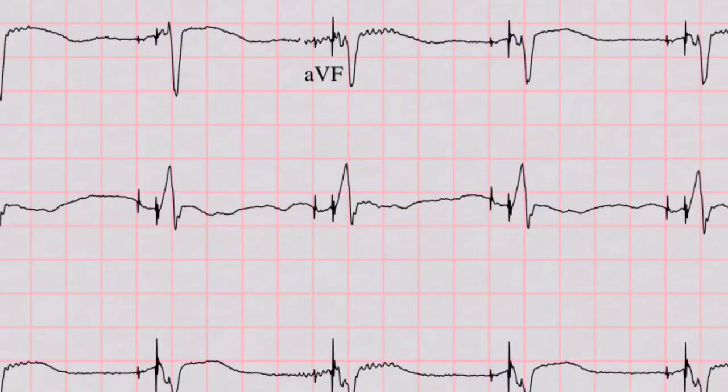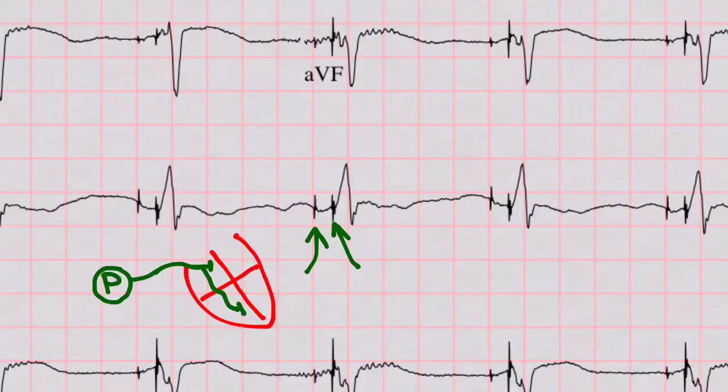We have two pacer spikes. We have an atrial pacer and we have a ventricular pacer. So the rhythm is coming from an external source, so our rhythm is paced.